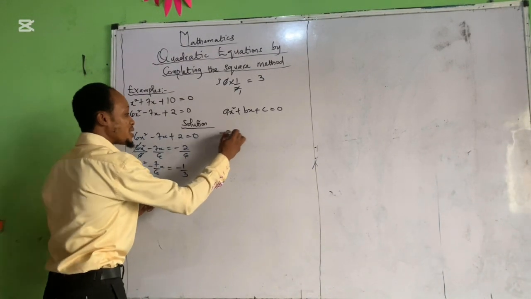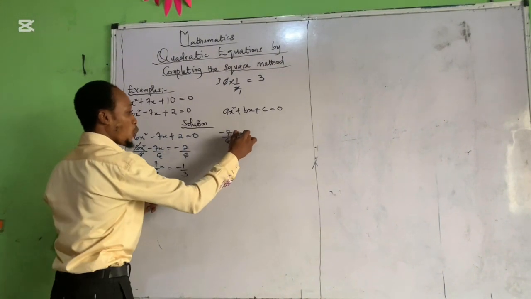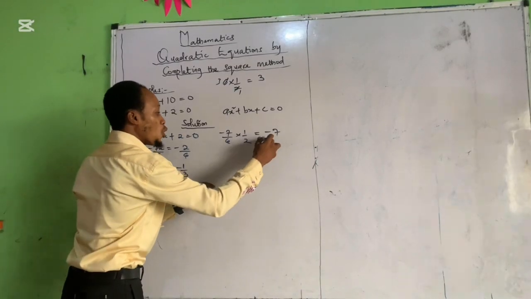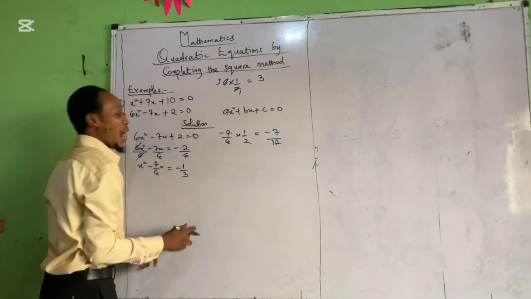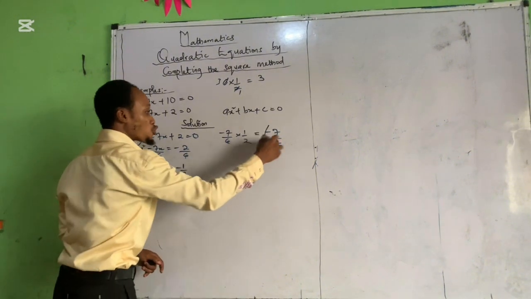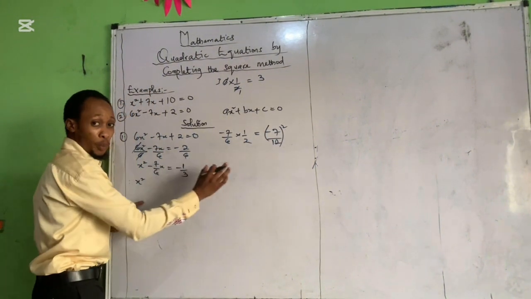Now let's do it here. Minus 7 over 6, that's the coefficient of x, times 1 over 2. Remember I told you that you multiply by 1 over 2, so we have minus 7 over 12. So the half of minus 7 over 6 is minus 7 over 12. So you then square it. Don't forget when you square it, you add it to both sides.